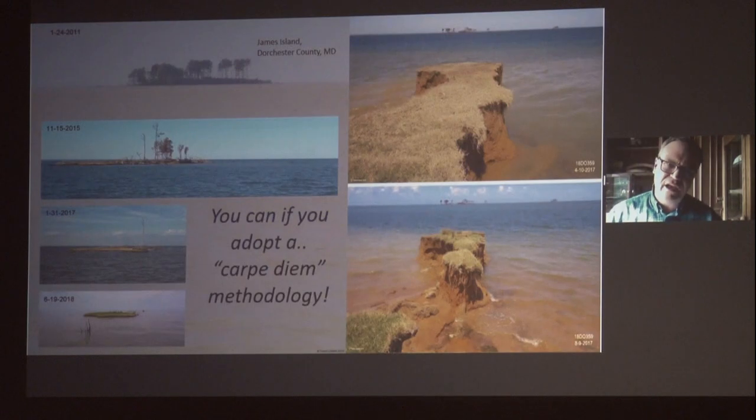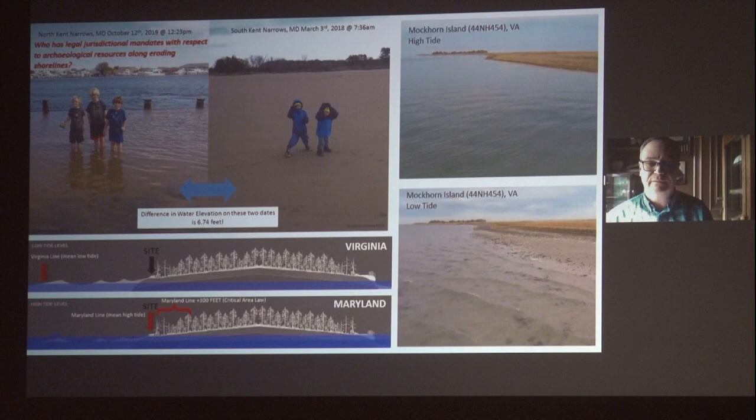On the left-hand side, you can see about 7 years. There's the northern end of James Island all the way down to nothing left but the tidal marsh. Always, in every situation, last to go is the topographically low landscape, the tidal marsh. You can see on the right here, a period of 4 months, going, gone. If you adopt a carpe diem methodology, seize the day, when you see something in the bank, react accordingly, you can find stuff and you can salvage something.